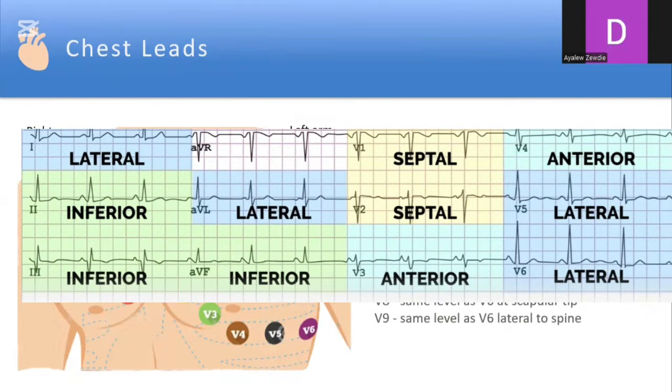Leads 2, 3, and aVF tell you about the inferior wall. Leads 1, V5, V6 will tell you about the lateral wall. V1 to V4 tell you about the anteroseptal wall. V8 and V9 will tell you about the posterior side of the heart.